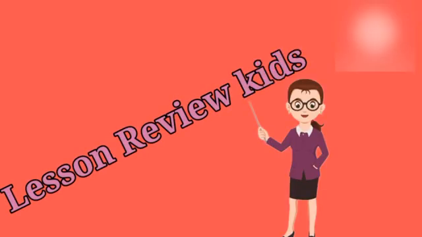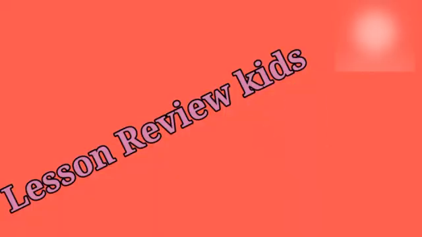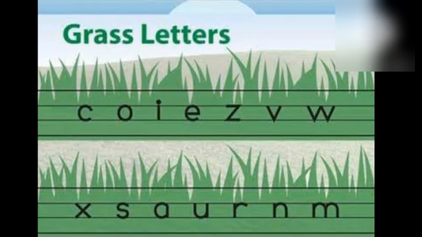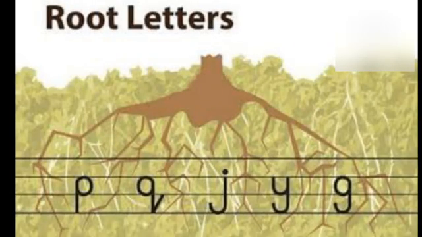Lesson review, kids. Sky letters: I, K, F, T, D, H and B. And grass letters: C, O, I, E, Z, V, W, X, S, A, U, R, N and M. And root letters: P, Q, J, Y and G.